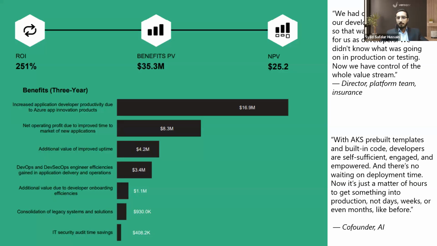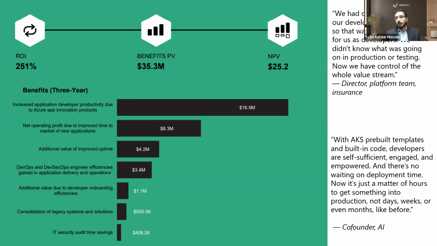The representative interviews and financial analysis found that the composite organization experiences a benefit of $35 million over 3 years versus a cost of $10 million, adding up to a net present value of around $25 million and an ROI of 251%.